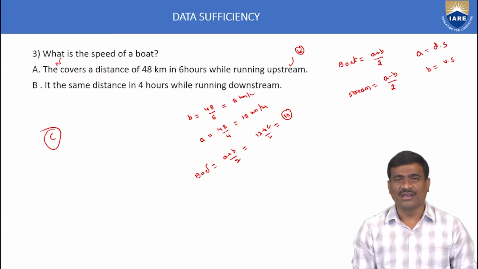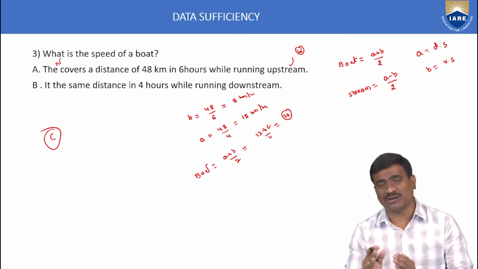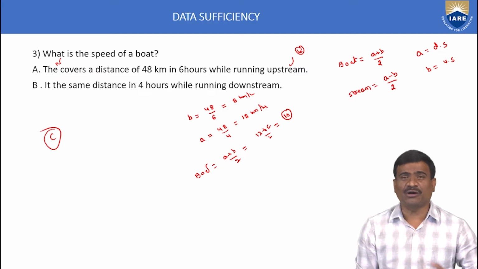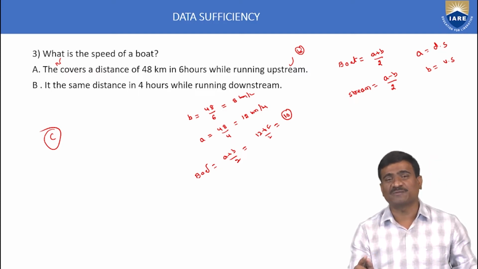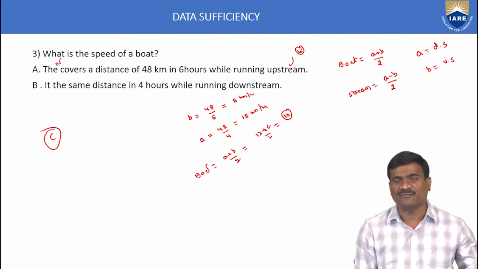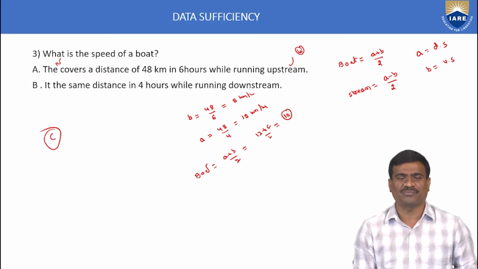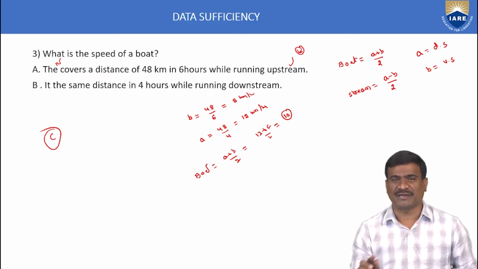When the speed downstream and the speed upstream are given, then the speed of the boat is equal to (downstream plus upstream) divided by 2. Then the speed of the stream, or rate of current, is equal to (downstream speed minus upstream speed) divided by 2.